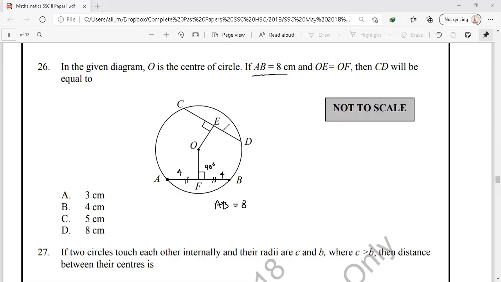Similarly, OE and OF are equal. It means the distances of the two chords from the center of the circle are equal. This shows that the two chords are equal. So AB and CD would be equal to each other. It means this chord is also 8 centimeters, and this would be 4 and this would be 4. So we have to find the value of CD. The length of CD is 8, as I have solved in this circle diagram. So the correct option in question number 26 is option D.